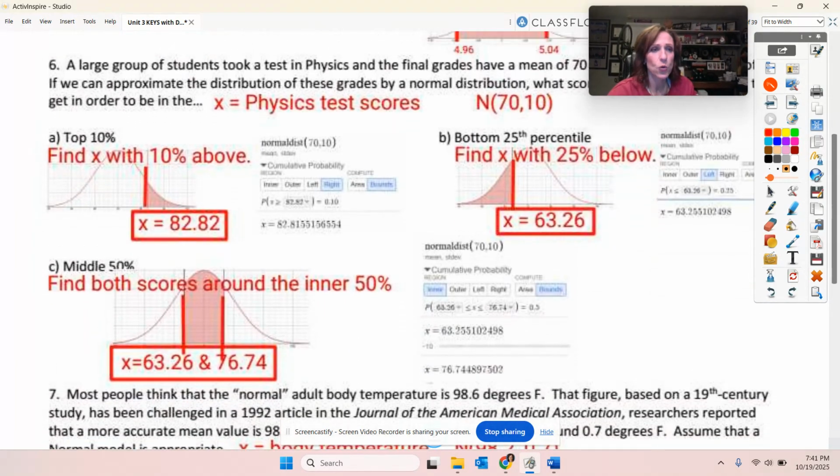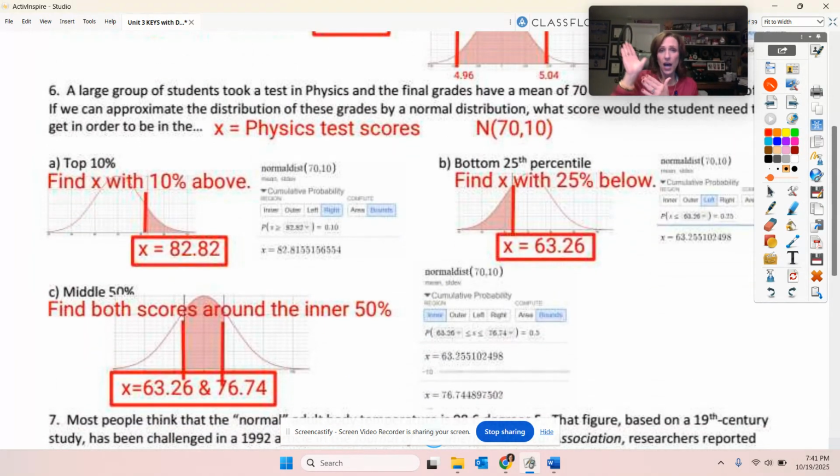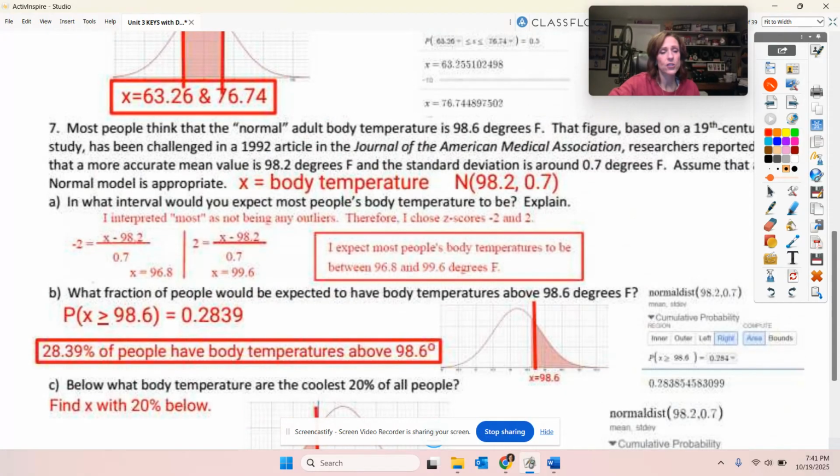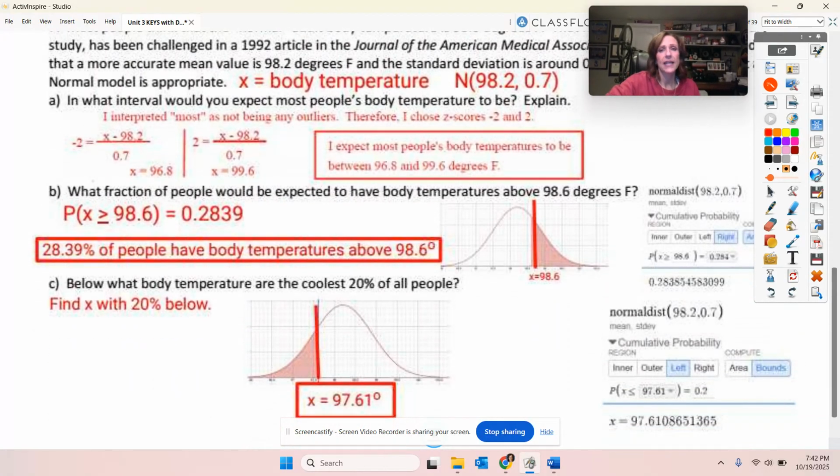All right. Number 6 was the score on the physics test. So to be in the top 15%, you were finding the bound. So the X is the physics test score. N is that mean of 70, standard deviation of 10, and then I drew a picture and I put what I'm finding, find X with 10% above, drew a picture and put the answer. B, find X with the bottom 25%, drew a picture and the answer is 63.26. C, find both scores around the inner 50%, drew a picture and the answers were 63.626 and 76.74.